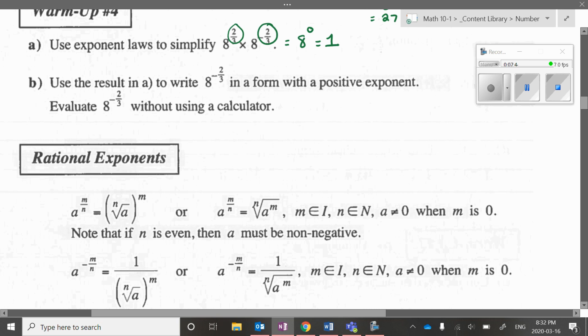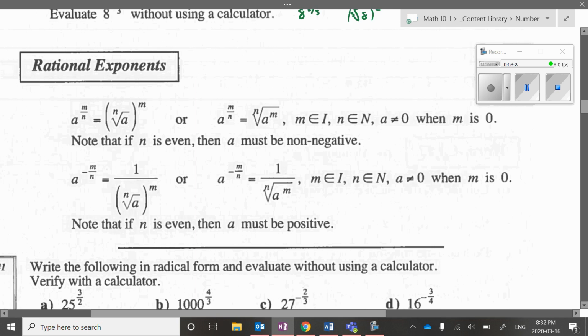So use the results in A to write 8 to the power of negative 2/3 in a form with a positive exponent, and then evaluate without using a calculator. So first off, let's write this with positive exponents, so that means I'm going to rewrite it as a fraction of 1 over 8 to the power of 2 over 3, which from there I can say 1 over the cubic root of 8, all squared. Cubic root of 8 is 2. 2 squared is 4. Seems scary. If you break it down into enough steps, it's not going to be bad.